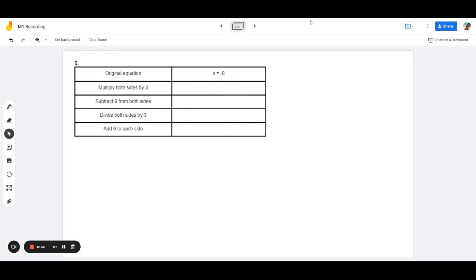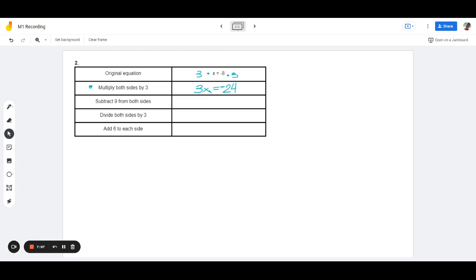So here again, we're starting with our original equation, which will end up being our solution of x is equal to negative 8 this time. So the first thing they want us to do is multiply both sides of our equation by 3. So multiply the left-hand side by 3 and the right-hand side by 3. We'll end up with 3x is equal to negative 8 times positive 3, which is going to be negative 24. Negative times a positive is a negative.